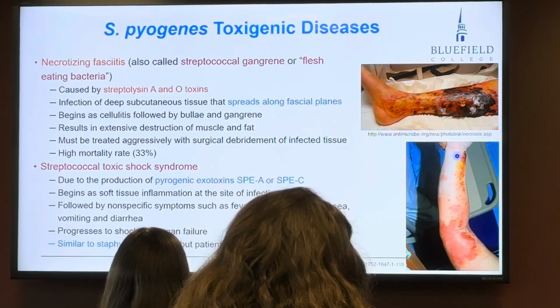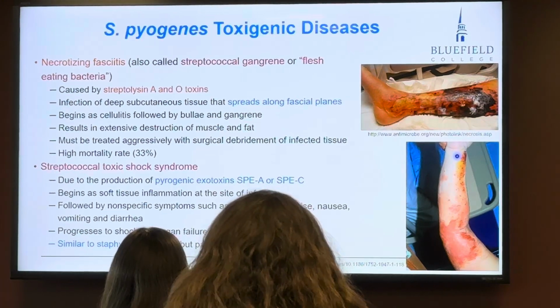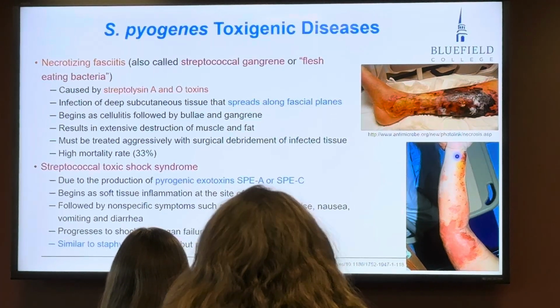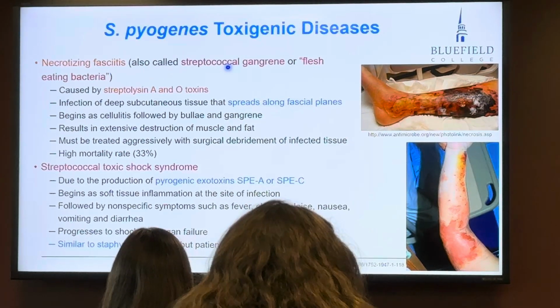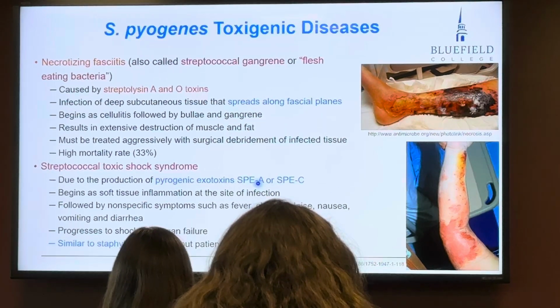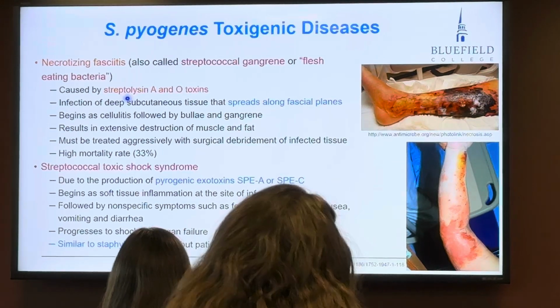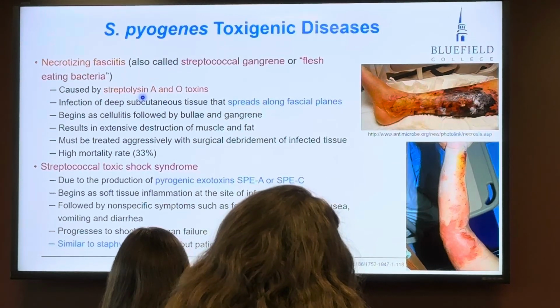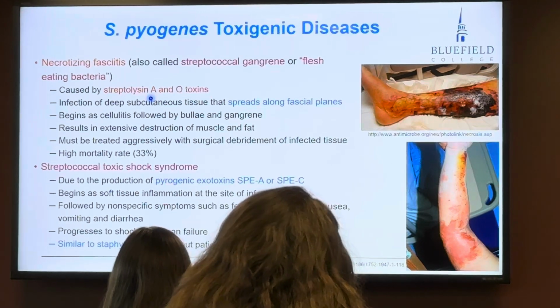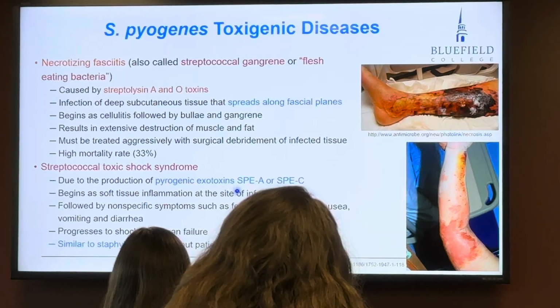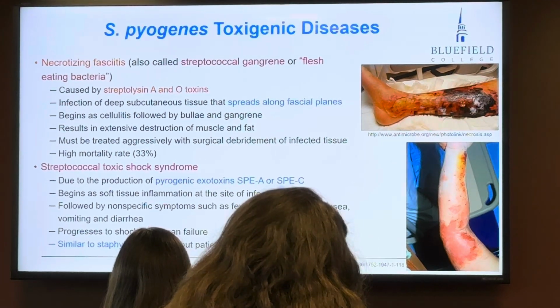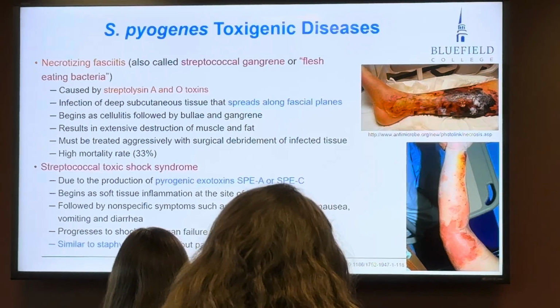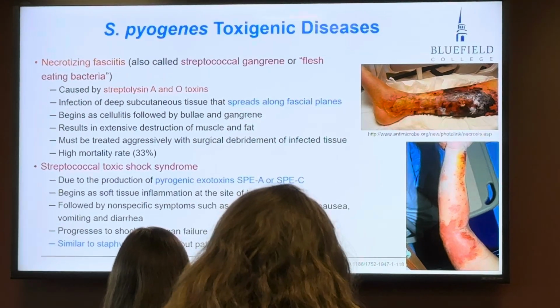Now the cake gets mushy if you've got lots of icing, right? That's the tissue destruction that's occurring with these diseases, all right? So especially with the necrotizing fasciitis, that flesh-eating bacteria. Streptococcal toxic shock syndrome, different toxins. Here, the streptolysin A and O, as the name tells you, that's direct tissue damage because the toxins are lysing the cells. The SPE A and C, the pyrogenic toxins, are superantigens. So this is all immune mediated because of the cytokine storm that is now generated.